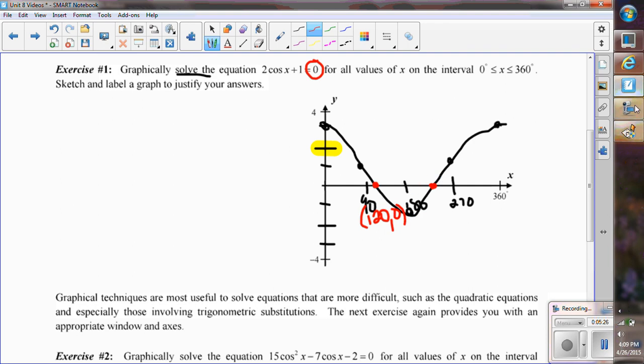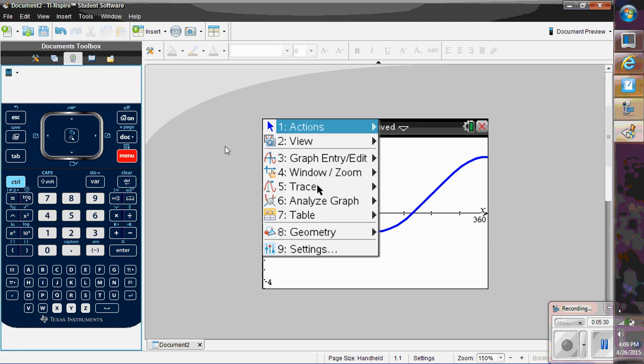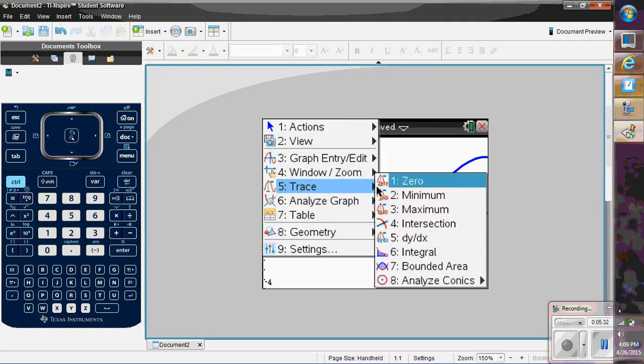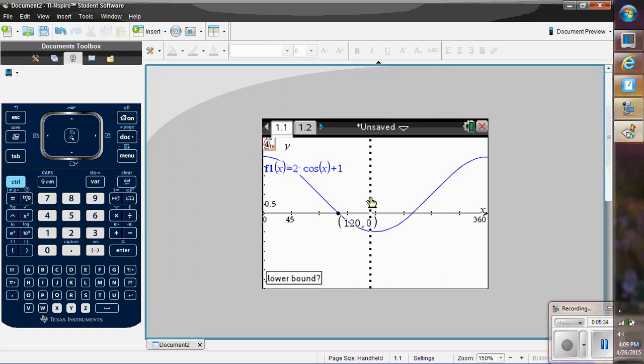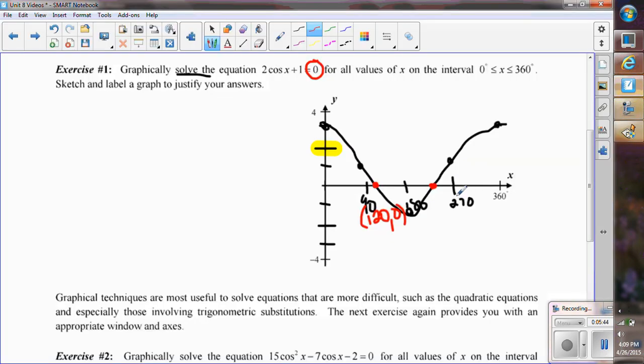And now we have to find this other spot over here. So let's repeat the process, which is menu, analyze graph, 0. We want to be on the left side of our 0, and then on the right side of the 0. And you see it gives us a coordinate of 240, comma 0. And we're going to label that on our graph.